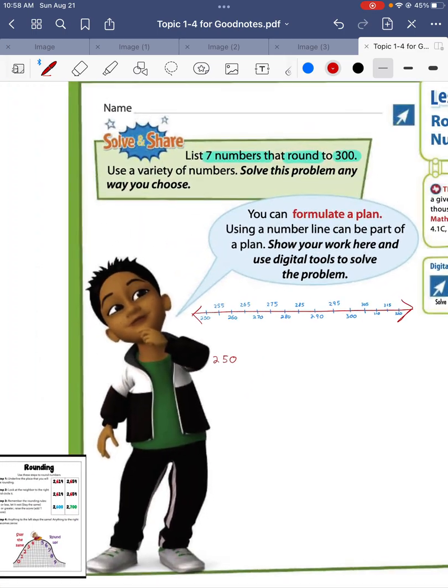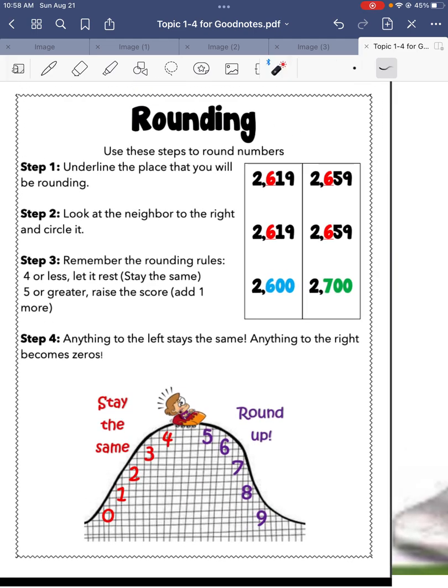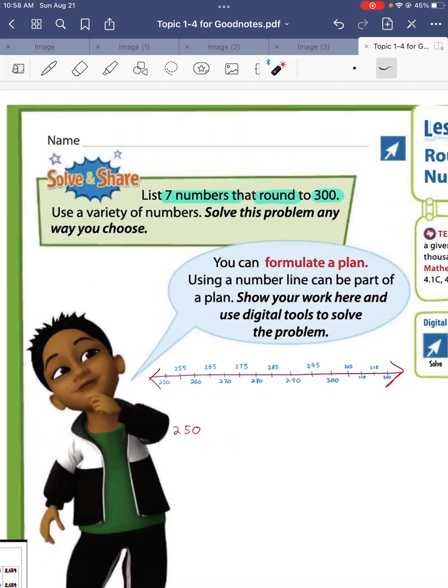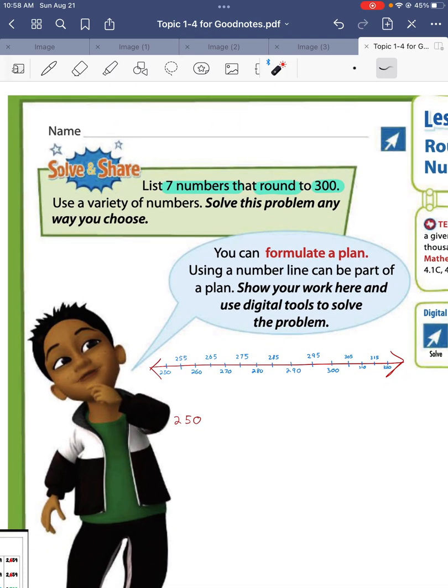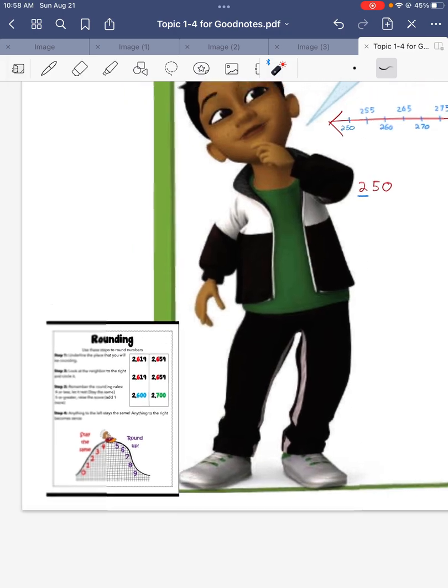Before we even do anything, let me go into how we round. These are the steps to round. Step 1, you underline the place that you will be rounding. Here they're underlining the 6. They're not telling me what place to round for these numbers, but since they're not telling me, you always round to the nearest left. So I'm going to underline this right here. I'm rounding the 2. That's my first step.